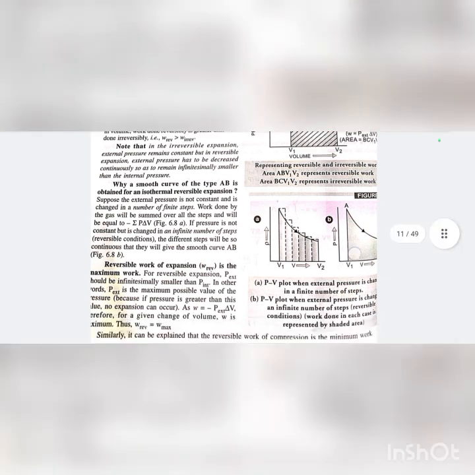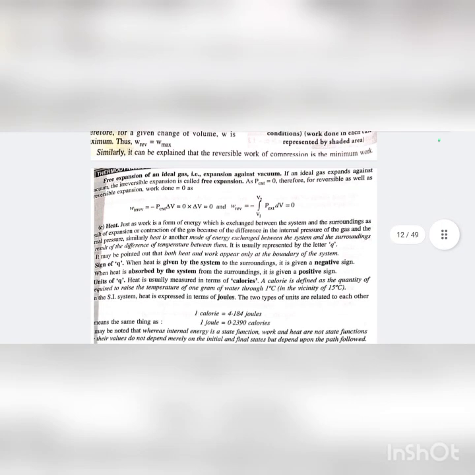Note that in irreversible expansion, external pressure remains constant, but in reversible expansion, external pressure has to decrease continuously so as to remain infinitesimally smaller than the internal pressure. Reversible work of expansion is the maximum work. Free expansion of an ideal gas, that is expansion against vacuum: W equals minus P external delta V, where P external is 0, so work is equal to 0.